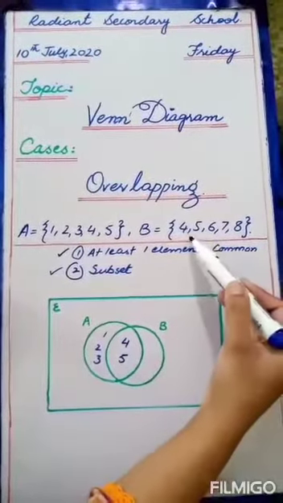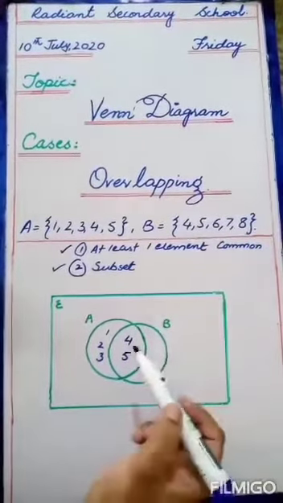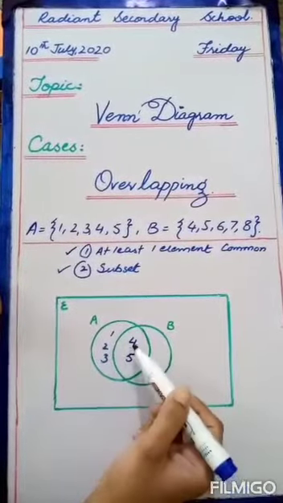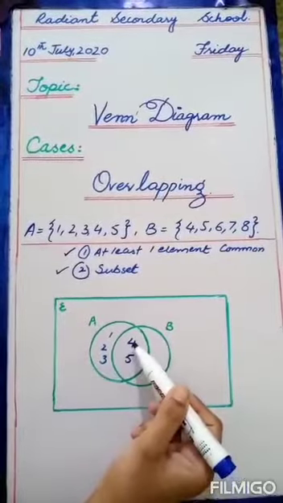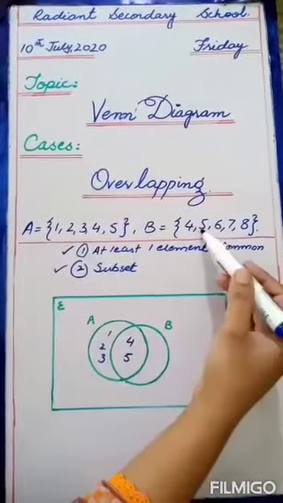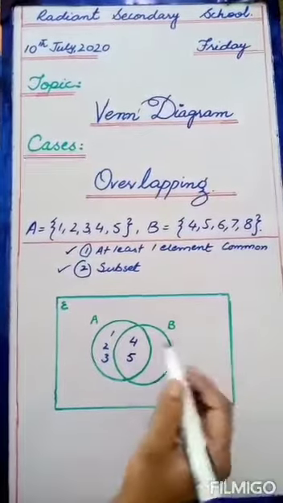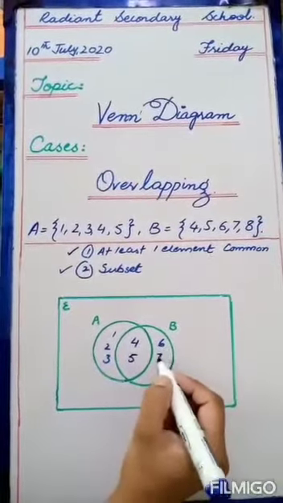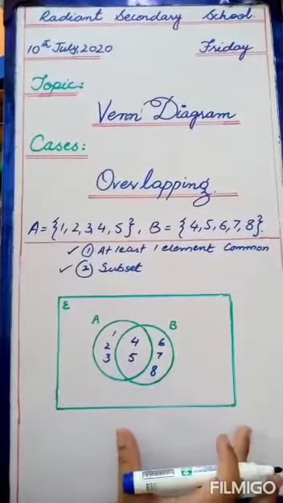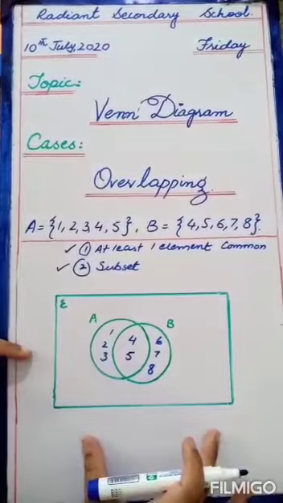Okay, next is set B. In set B, 4, 5, 6, 7 and 8 are there. 4 and 5 are already written because this is the common area. So because of this, set B also has this area. So we have written 4 and 5. It will also include it in this set B. Now we will write 6, 7 and 8. As these elements are not common, we will not write them in the common area. 6, 7 and 8 will be written like this. In this way, we will judge the overlapping set and make the diagram, and we have to write the elements also.